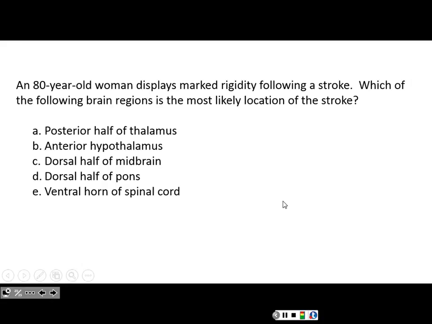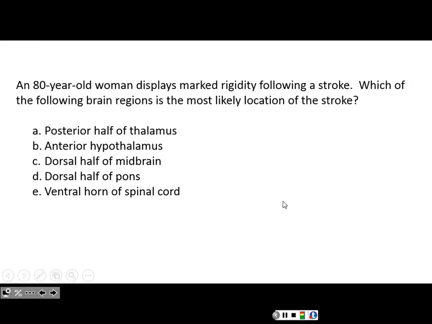Dorsal half of midbrain. Okay, superior colliculus, inferior colliculus. What's in the midbrain that could have an effect here would be the red nucleus, but this is the dorsal half. Red nucleus is deeper, so that's not going to do it. Ventral horn of the spinal cord? No, that's not going to, because that's lower motor neuron disease, right? Flaccid.